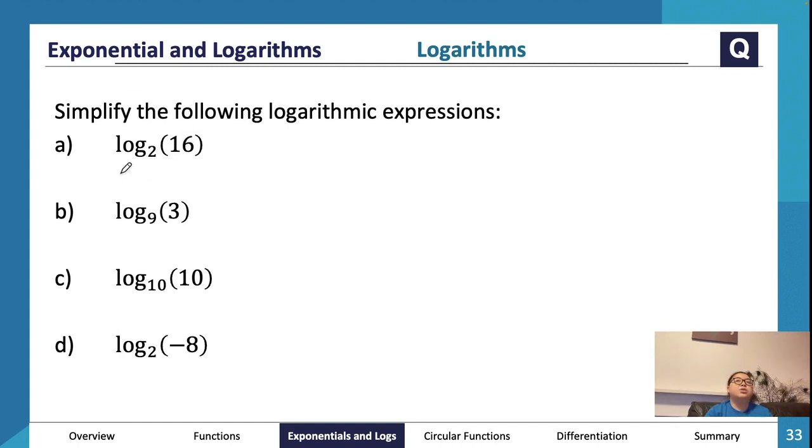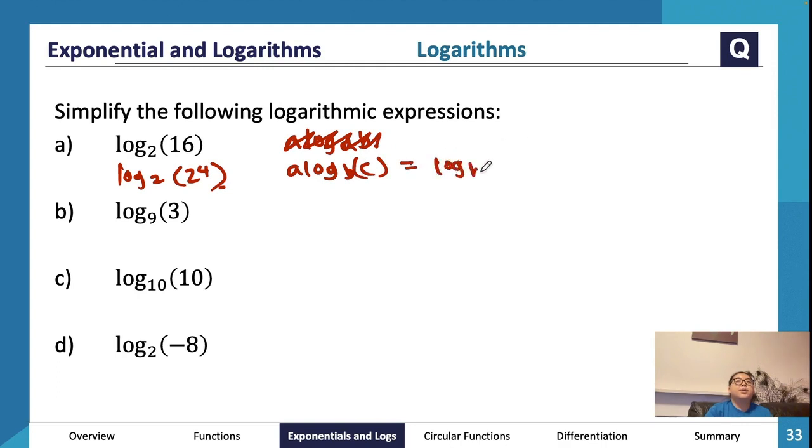So we know 16 is just 2 to the power 4, so we can rewrite this as 2 to the power 4. The log law relevant here is that log base b of c to the power of a is equivalent to a times log base b of c. So we bring the power out to the front. Therefore we have 4 times log base 2 of 2. What power do I need to raise 2 to get 2? That's just 1. So we essentially just get 4 here.